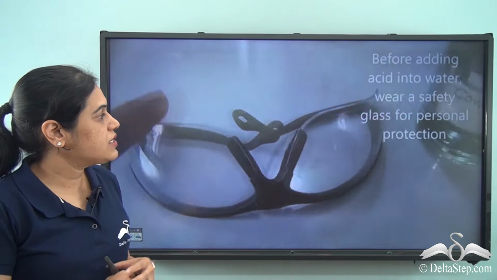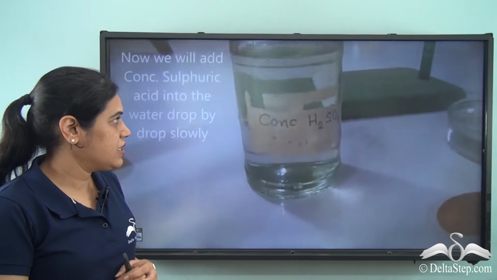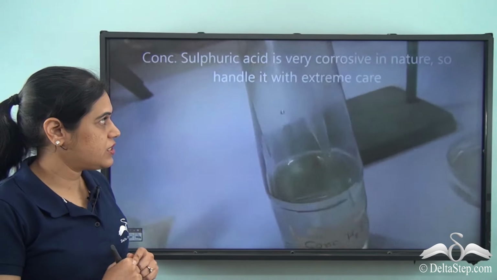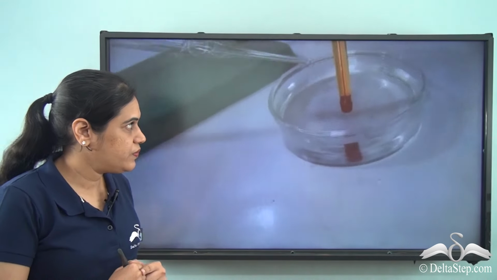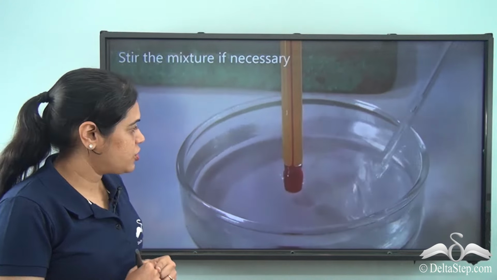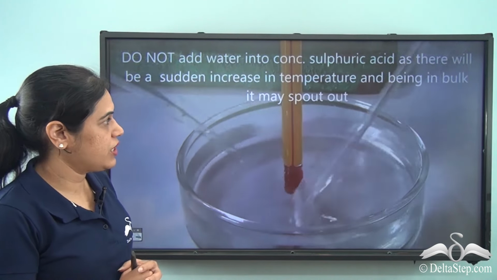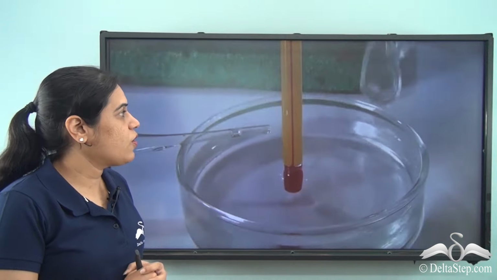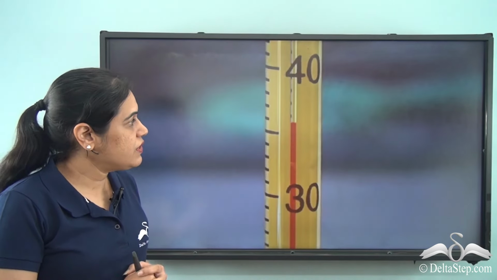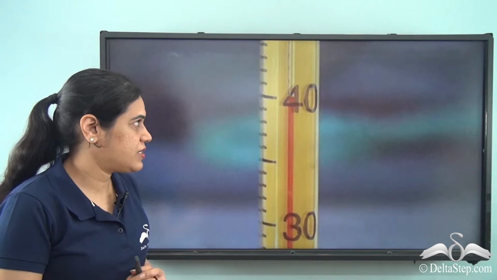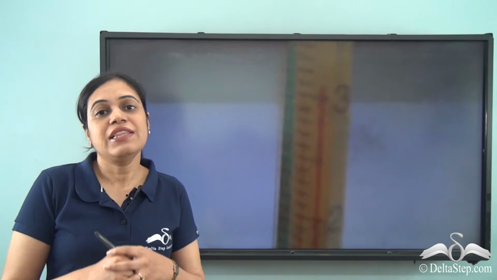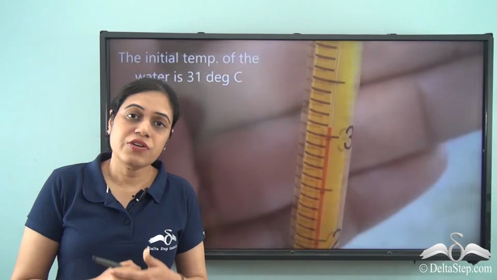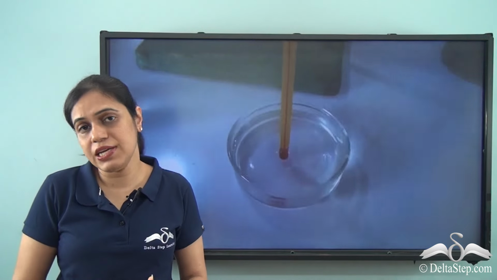Now we take some concentrated sulfuric acid, take a few drops of concentrated sulfuric acid and add it to the water. We stir the mixture and we mix water with sulfuric acid. Now when we observe the temperature, we will see that the temperature rises. So when we add concentrated sulfuric acid to water, we will observe that the temperature of water rises. That is, heat is released.